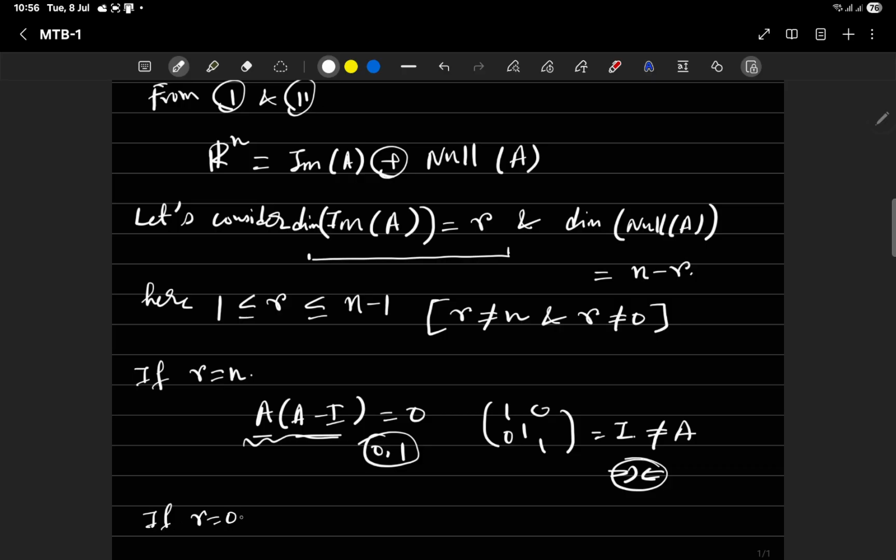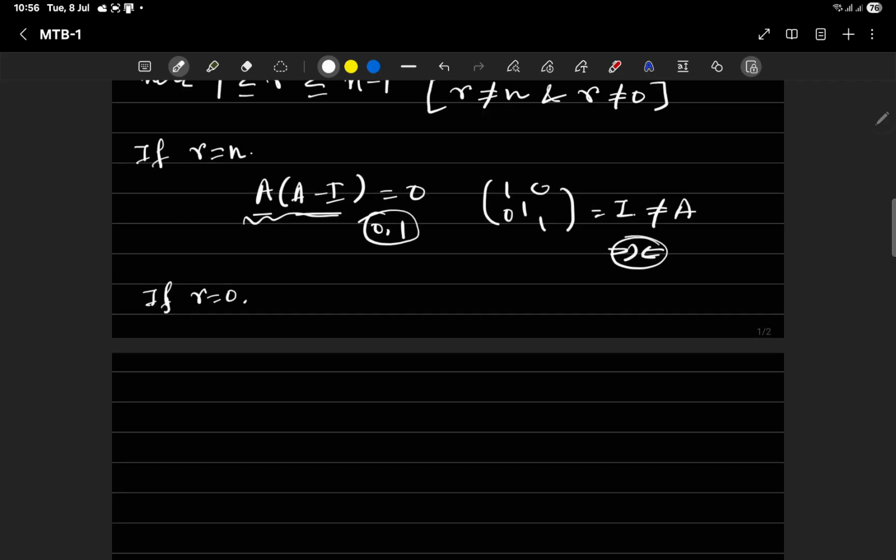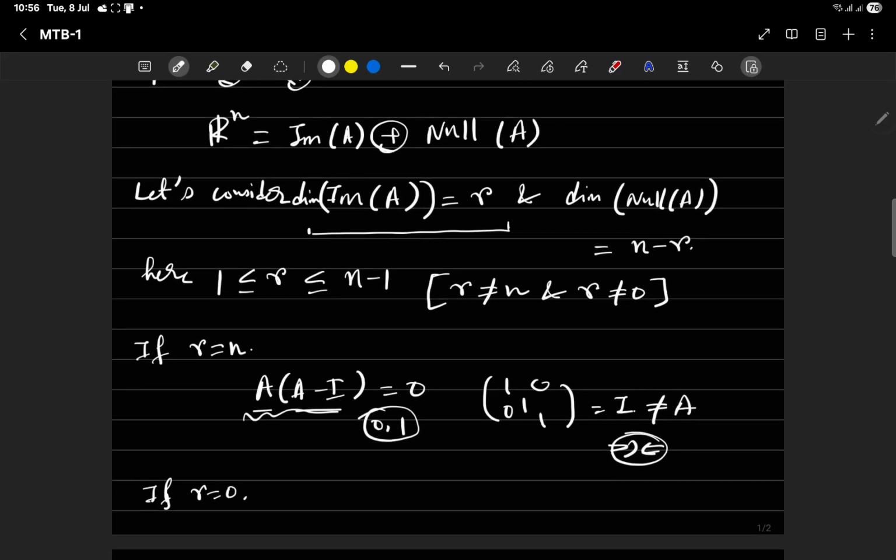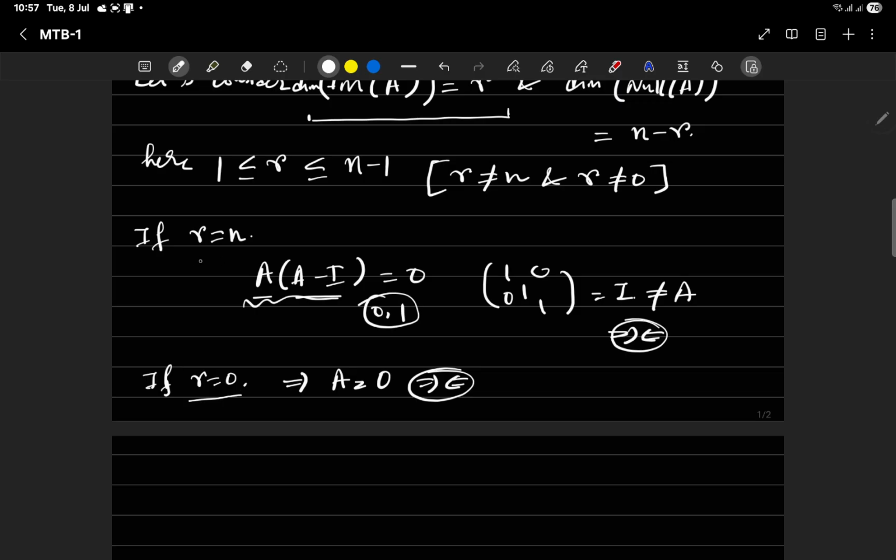Similarly, if R equals 0, then what happens? Then image would be 0, right? And image 0 means nullity is full. That means all eigenvalues are 0. That means A is a zero matrix, which is also a contradiction. So together we get R cannot be 0 and R cannot be N. So R is in between, which is really very important to prove B to the power n minus 1 is 0. Okay, so in the later cases.